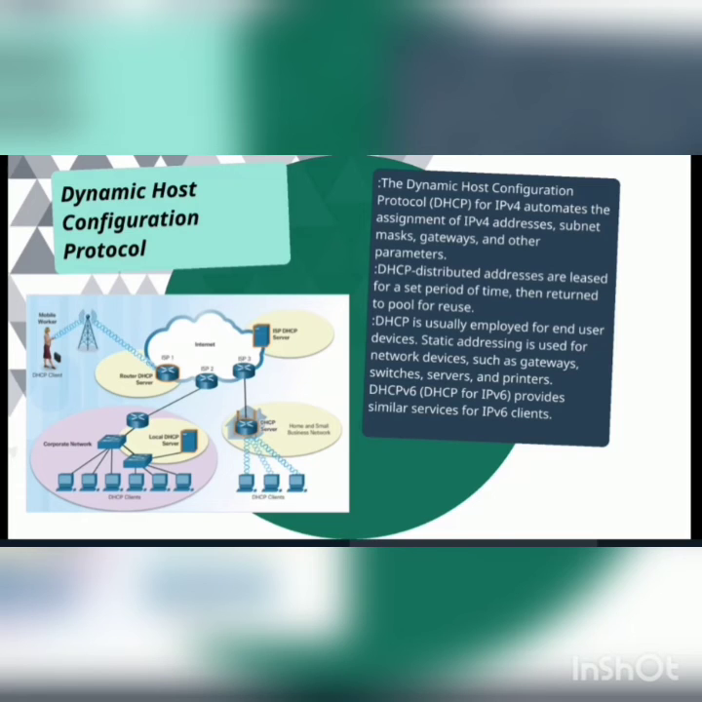DHCP is usually employed for end-user device. Static addressing is used for network devices such as gateway, switch, server, and printer. DHCPv6 for IPv6 provides similar service for IPv6 clients.